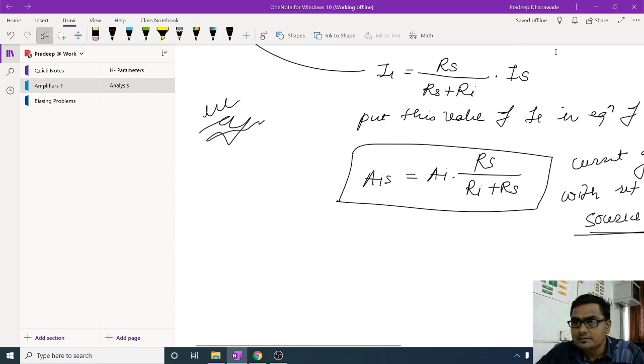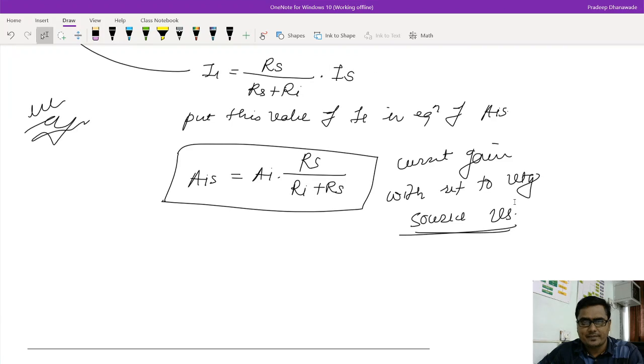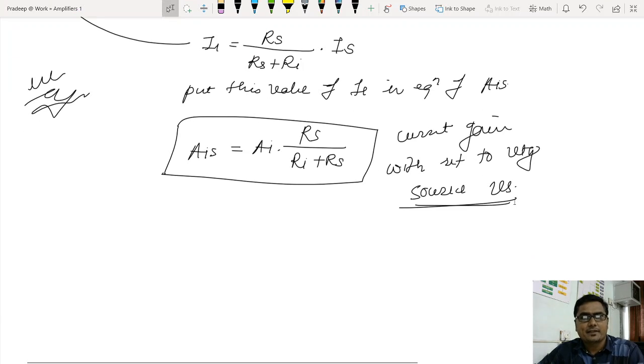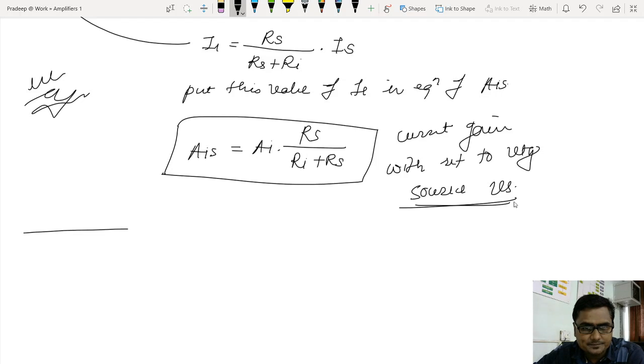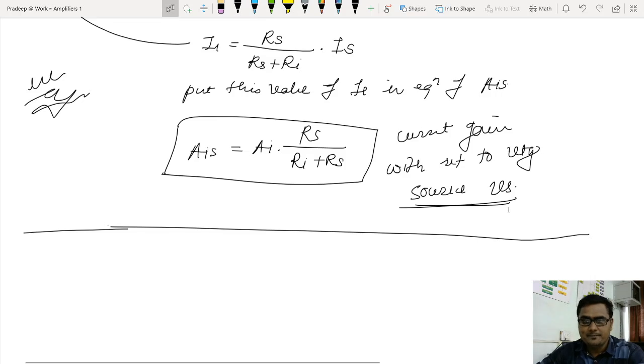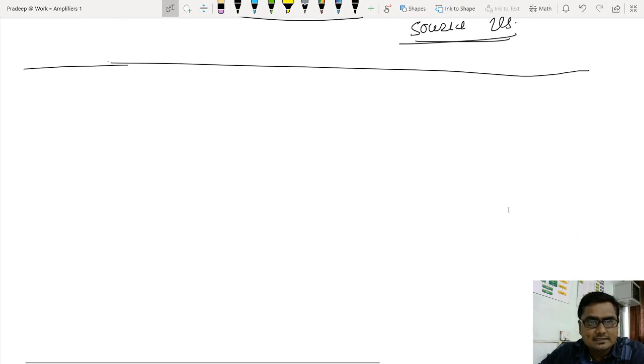So finally, what we have derived is the current gain with respect to the voltage source. Let me write it: this is the current gain with respect to the voltage source. So this is the first parameter that we have derived. Now let us move towards the second parameter. And as I told you, the second parameter that we are going to consider is impedance.